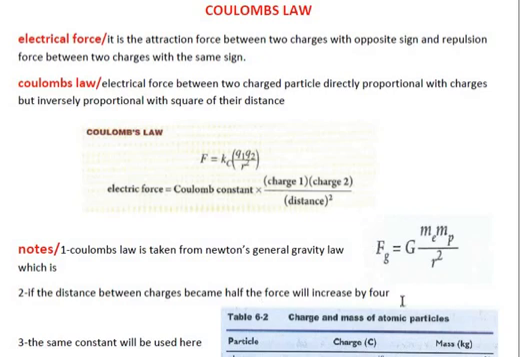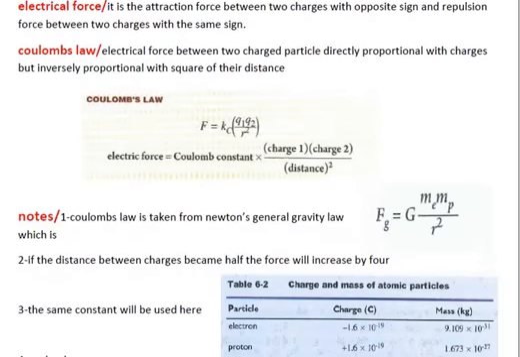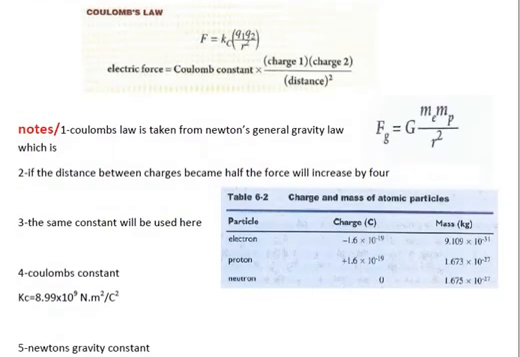We have some notes about Coulomb's law. Note 1 is that Coulomb's law is taken from Newton's general gravity law, which is Fg equals G m1 m2 over r squared.